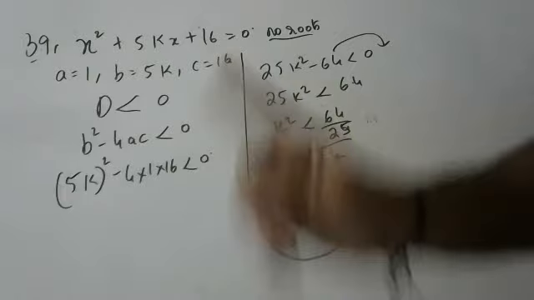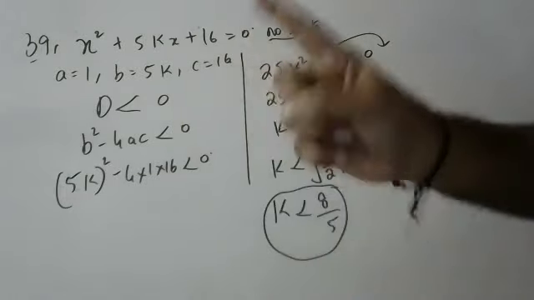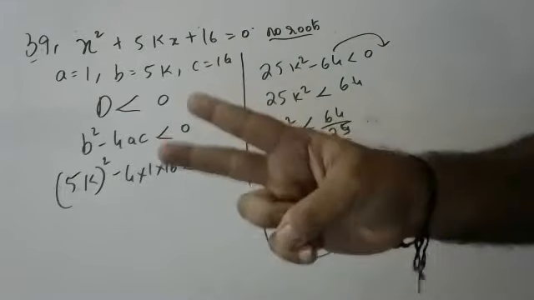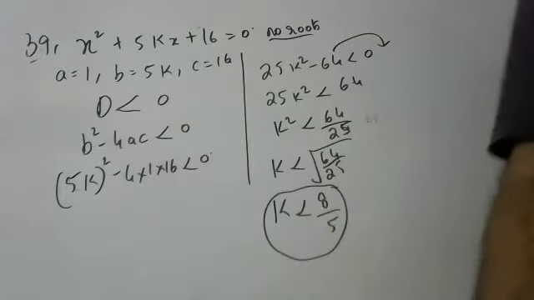Tomorrow we'll discuss level 2 sums in finding k, children. Day after tomorrow, we'll discuss statement sums. In finding k, three varieties are there: level 1, level 2, and statements. Today I did level 1. Tomorrow I will do level 2. Day after tomorrow, I will do statement sums, children. Thank you.